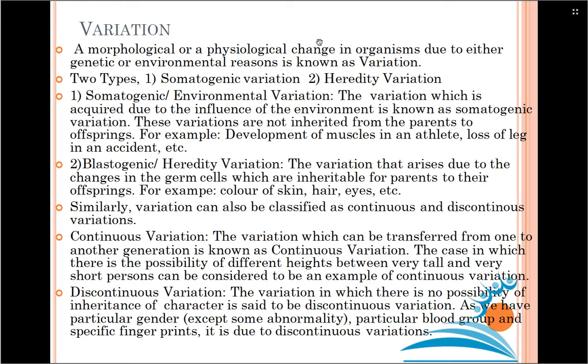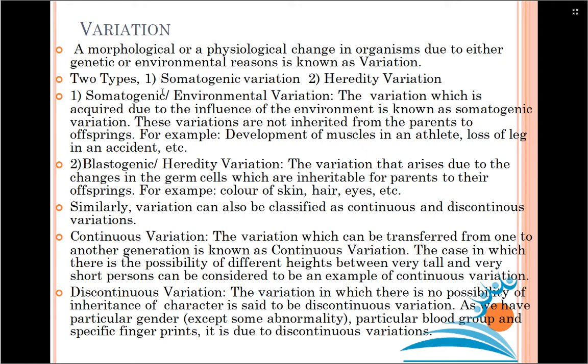And what happens during variation? There will be either genetic change or environmental change. For example, if you remain in the equator region of the earth like Africa, then slowly your skin turns dark. It means a change has occurred, and that is an environmental reason. But a genetic reason can also cause variation. For example, you have genes in a chromosome, and if any gene of the chromosome changes, that can cause variation.